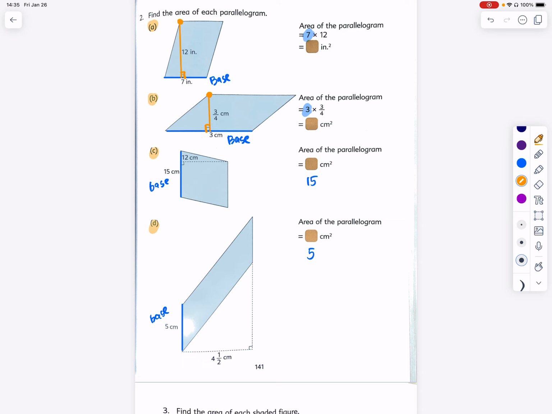Here our parallelogram is twisted. It's rotated on the page. Find the vertex opposite of the base and drop a perpendicular line down to the base.